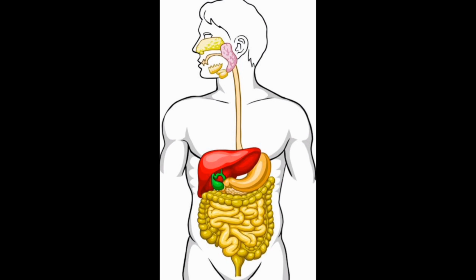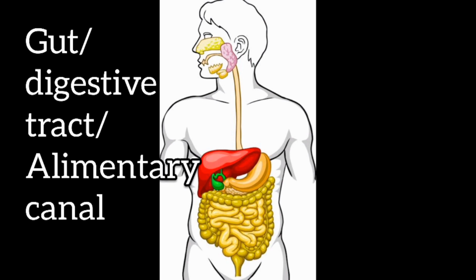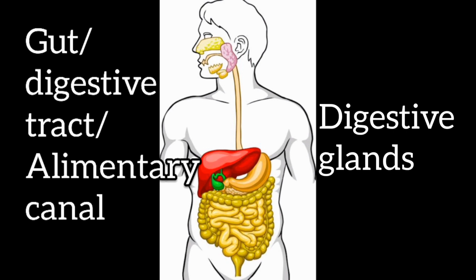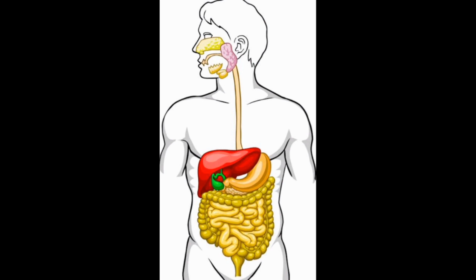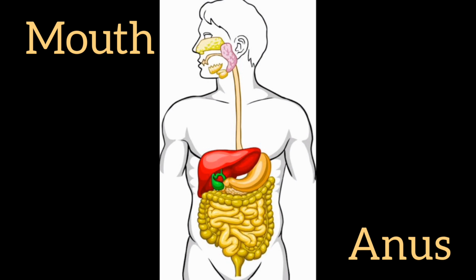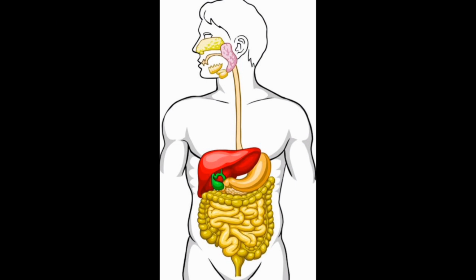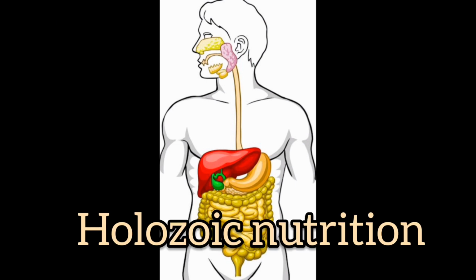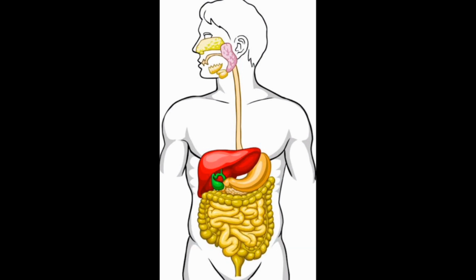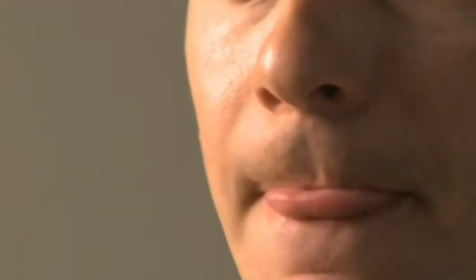This organ system includes the gut, digestive tract or alimentary canal, and the exocrine digestive glands. This 30 feet long tube extends from mouth to anus. We know that humans follow the holozoic mode of nutrition. Food is ingested through the mouth using our hands. This food needs to be converted to small absorbable units.